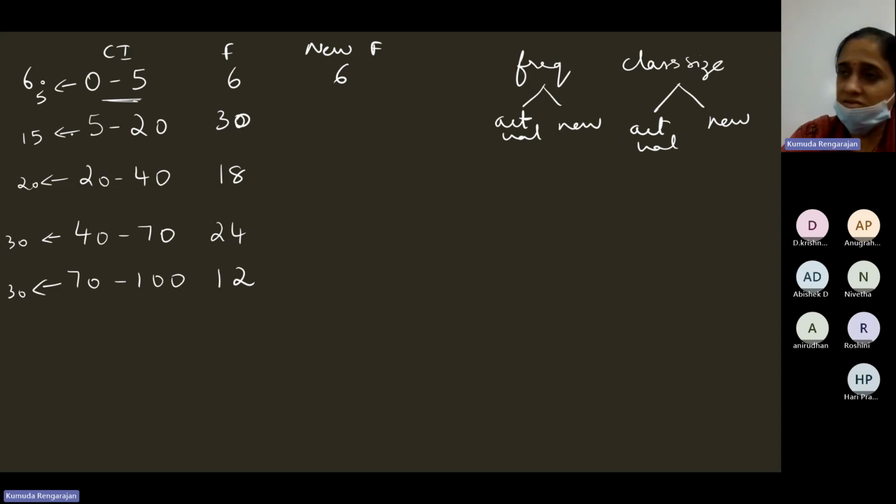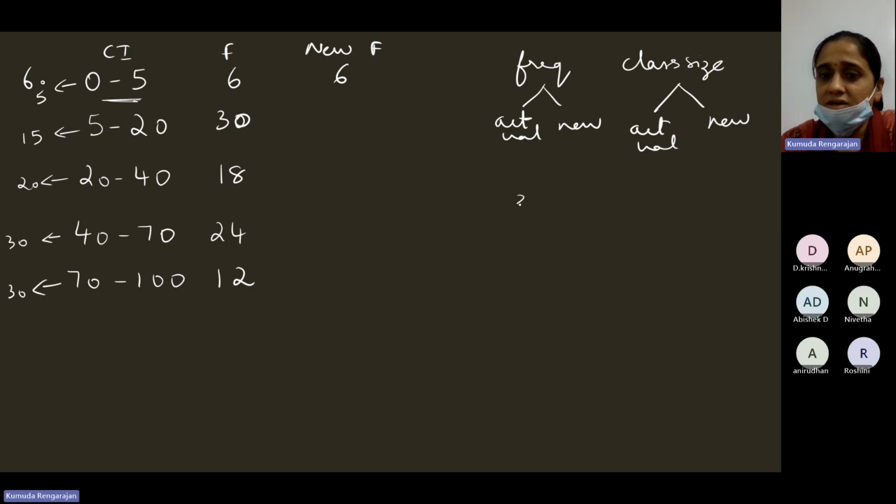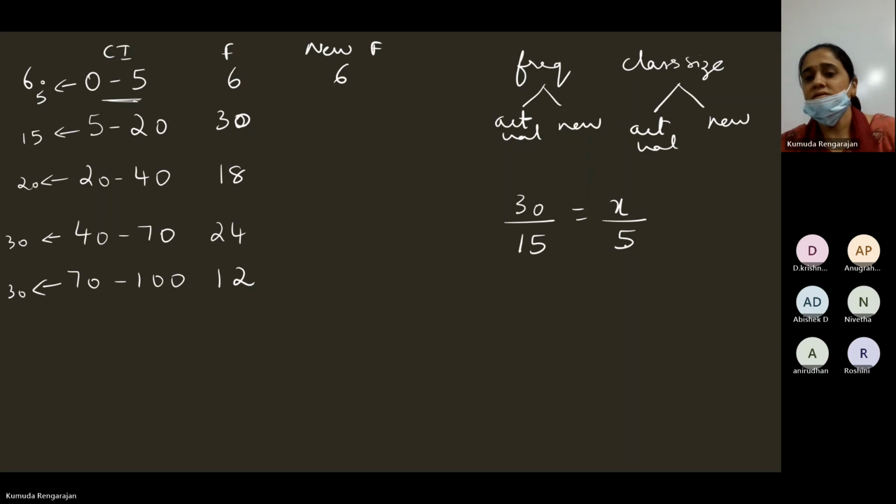So here the size is 15. See, it's like this. What's the given frequency? 30. What is the given size? 15. What's the new frequency that you have to find? What's the new size? 5. You understand what I wrote?